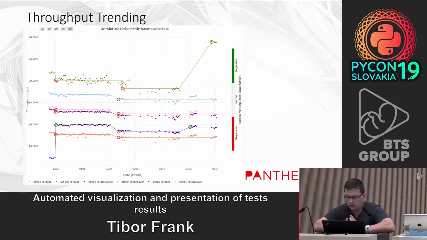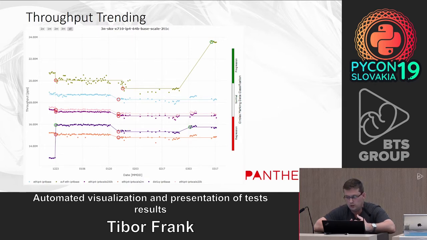What is important in the visualization of a trend are changes in the trend. If it goes well, nobody cares, but we want to spot the changes. Using this algorithm, it is quite easy to spot changes, but we decided to highlight them by circles, and we mark regressions by red circles and progressions by green circles.